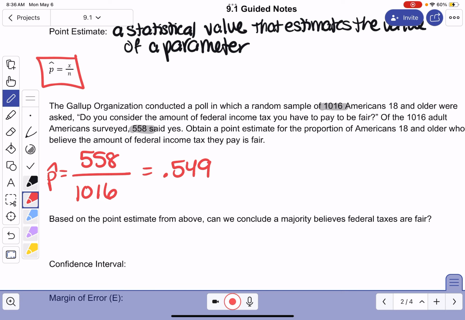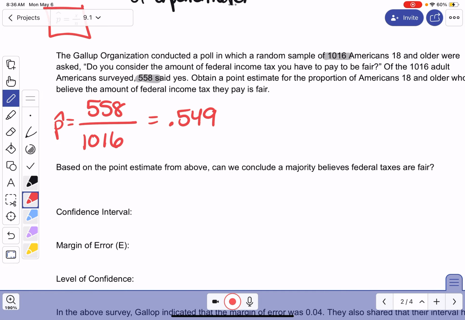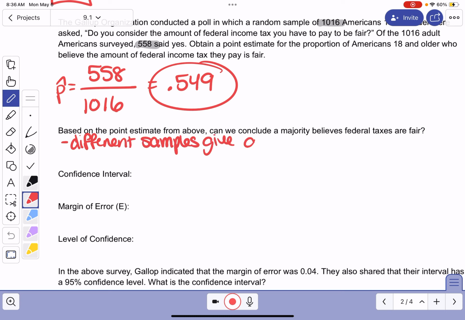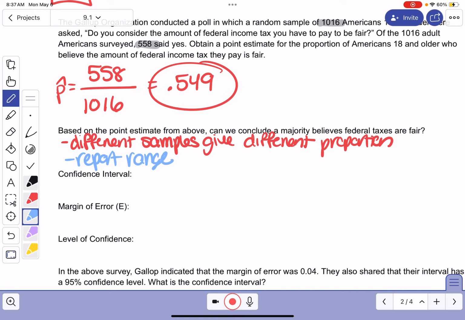And you could turn it into a decimal if you want and write it that way. Either is fine. So based on the point estimate from above, can we conclude that a majority believes federal taxes are fair? So this is 54.9%. So we'd think, hey, yeah, we can. But one thing we have to remember is different samples give different numbers. So they'd have different proportions. So when we report out, we report a range instead of just a number so that we can include them.